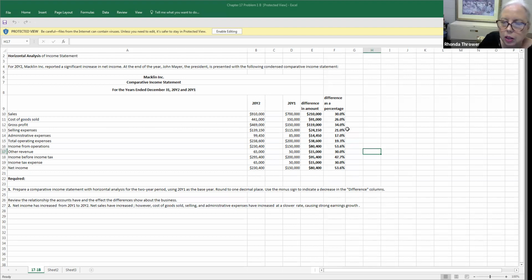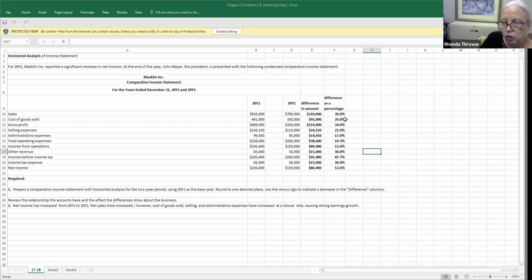And so once you've done that for each one of these line items, then you want to kind of step back and look at the percentages to see what happened from year one to year two. Notice your sales have increased by 30%. But also you should notice that your cost of goods sold has also increased. If your revenue increases your sales, that's a good thing. But when your cost of goods sold, which is an expense, increases, that could be a bad thing.